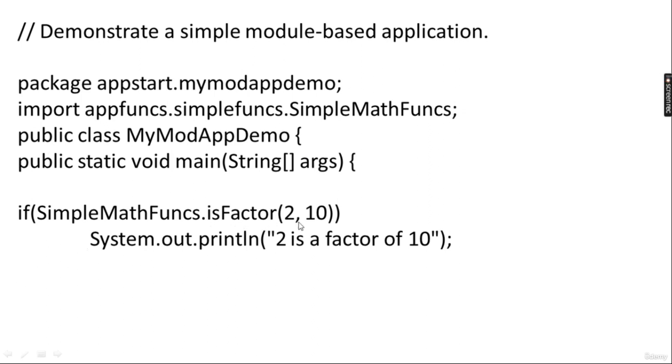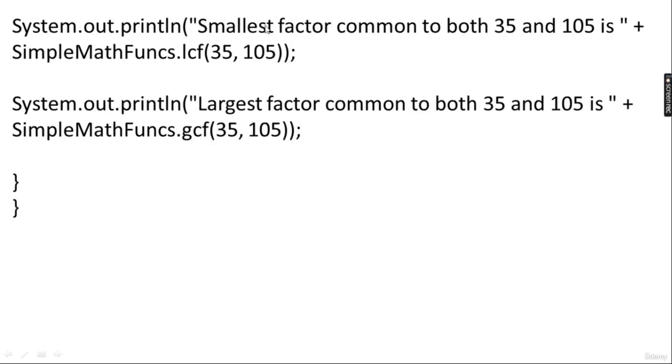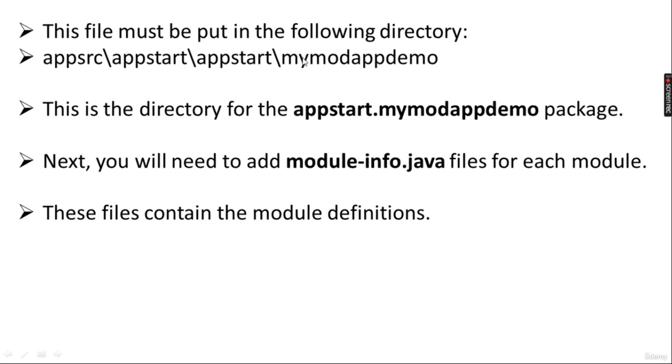If simple math function is factor 2, then 2 is the factor of 10. Smallest factor common to both 35 and 105 is simple mathematical functions 35, 105. And largest common factor to 35 and 105 is GCF of 35, 105. This file must be put in appsource, appstart, my mod app demo. This is the directory for the appstart.mymodappdemo package.